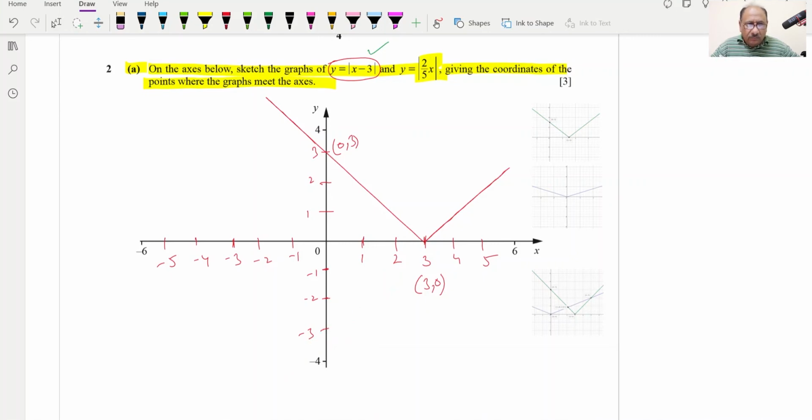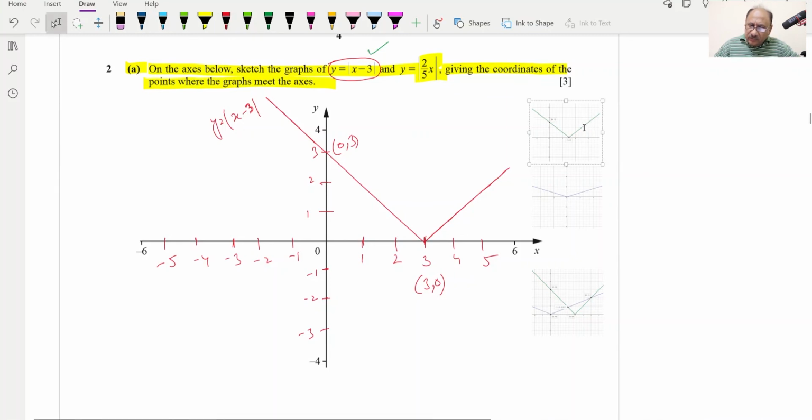So this will be the mod graph, which we can write y is equal to x minus 3 mod. This will be the graph required. They are saying on the axis below, sketch this graph. One part we have done, and y is equal to 2 over 5 x mod. And the second graph also we have to draw on the same axis.